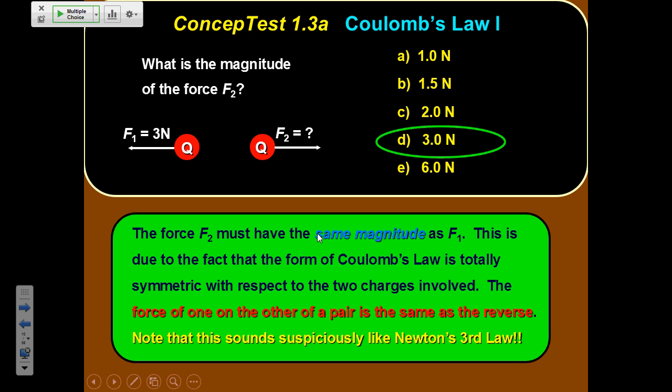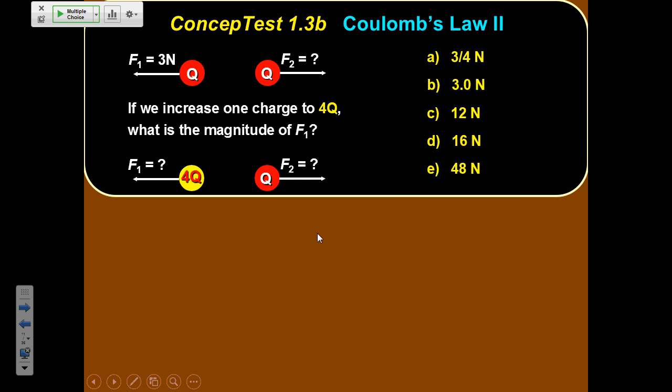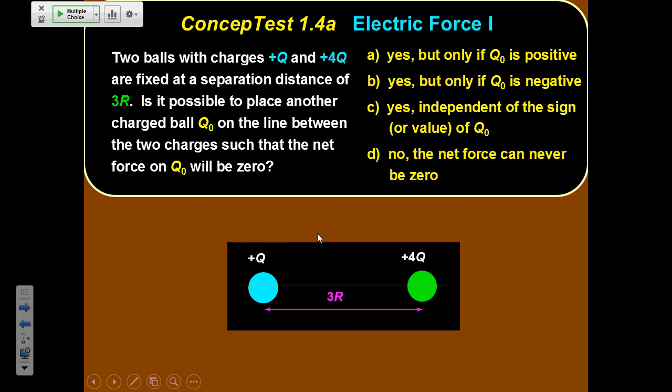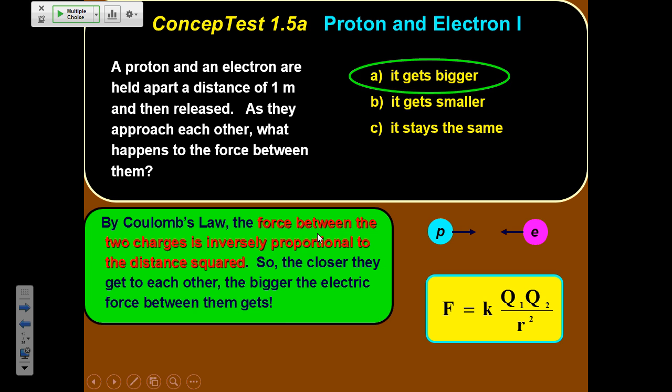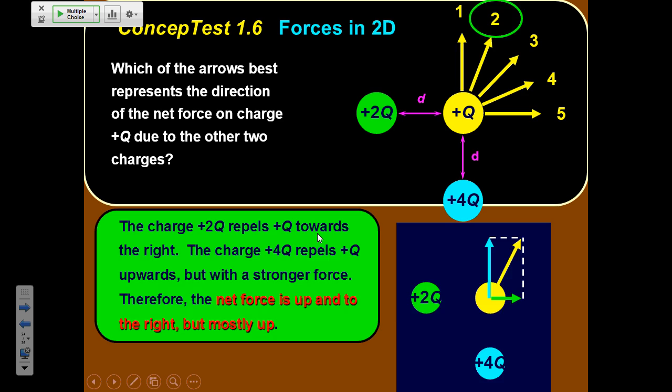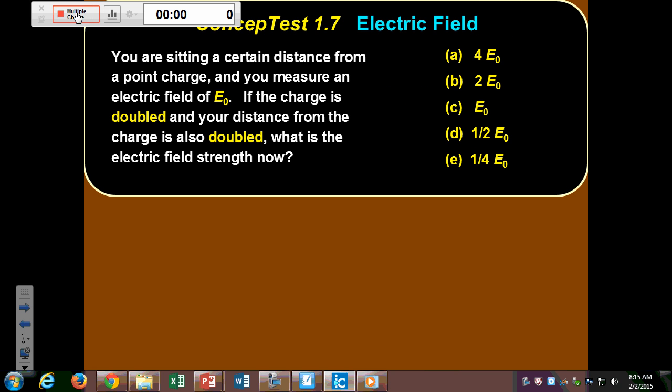We've done all these about forces, is that right? Okay. You're sitting a certain distance from a point charge, and you measure an electric field E naught. If the charge is doubled and your distance from the charge is also doubled, what is the electric field strength now? Don't forget, our electric field is kQ over r squared. I'm doubling the distance and doubling the charge. So what is my electric field?